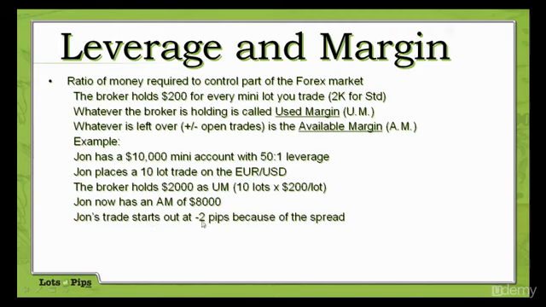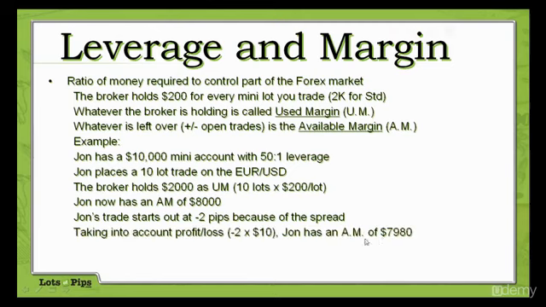John starts out, because of the spread, down 2 pips. So he's down 20 bucks. These are $10 a pip, and he's down 2 pips. So he actually has an available margin of $7,980. 2 times $10, $10 a pip because he's placed a 10-lot trade. He's down already. He has an available margin of $7,980, and that is what is going to be available for him to trade up and down on his account.